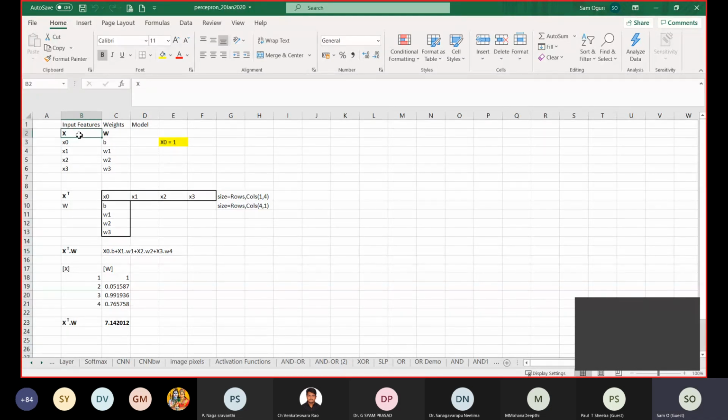So if you see X, it is a matrix of 1 by 4, right? It has rows of 1 and 4. So if you see this vector X, it has got 4 rows and 1 column. So it is 4 by 1. And the other thing, the weight, is also 4 by 1. So if we have probably studied this in our education.